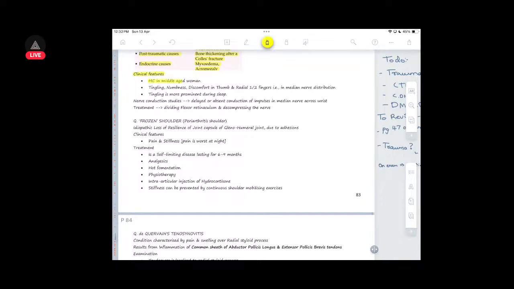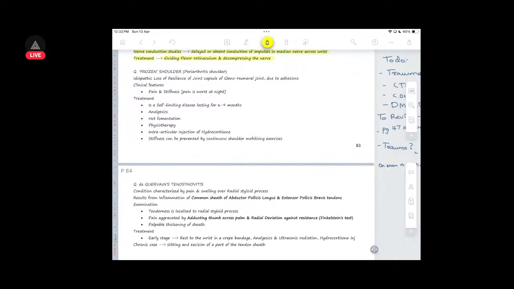Clinical features, most commonly it is in middle-aged women. Tingling, numbness, discomfort in the thumb and radial half of fingers, that is in median nerve distribution, can be seen. Tingling is more prominent during sleep. So nerve conduction studies can be done. You will find delayed or absent conduction of impulses in the median nerve across the wrist. Treatment, you have dividing the flexor retinaculum and decompressing the nerve. Then we move on to the shoulder, frozen shoulder, periarthritis shoulder.